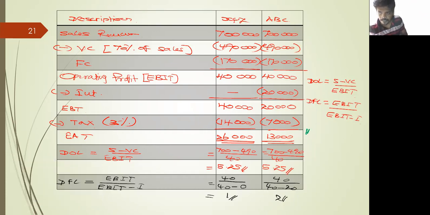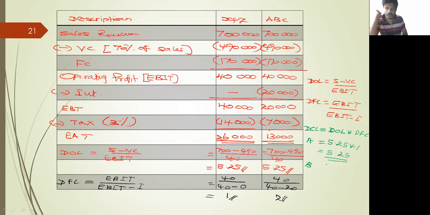Then degree of combined leverage. Let's see that, I'll work it out here. DCL, degree of combined leverage equals degree of operating leverage into degree of financial leverage. Simply we can use that. In case of A, operating leverage 5.25, financial leverage 1. That means degree of combined leverage 5.25.